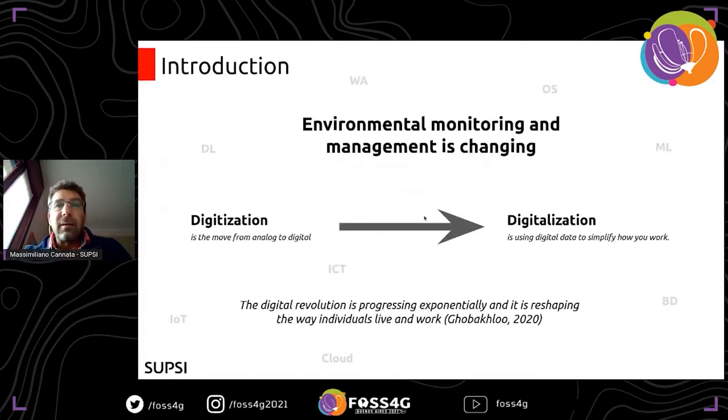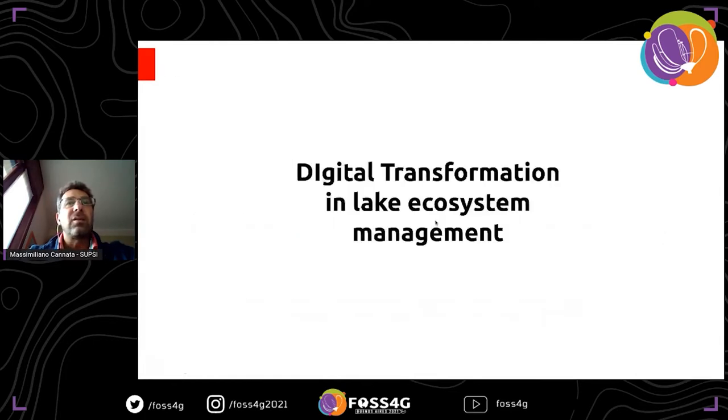One of the things that we have seen in this sector related to limnology, so water quality and the ecosystem of lakes, is that they are still in a phase where they're moving into digitization and they're trying to move into digitalization, but this is not really happening so fast. So the real topic there is also how we can move into this digital transformation in lake ecosystem management.